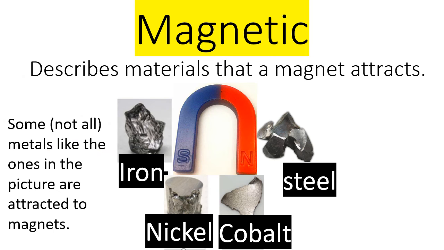More observations. So what do we mean by magnetic? Magnetic describes materials that a magnet attracts. Some, not all metals, like the ones in the picture, are attracted to magnets. So we have metal, which is a material, like iron, nickel, cobalt, and steel. Those metals are attracted to magnets.